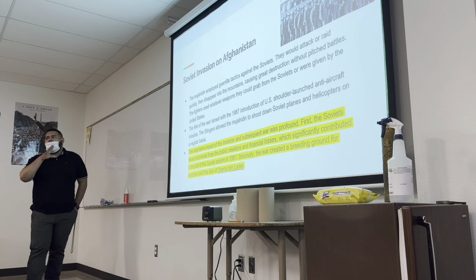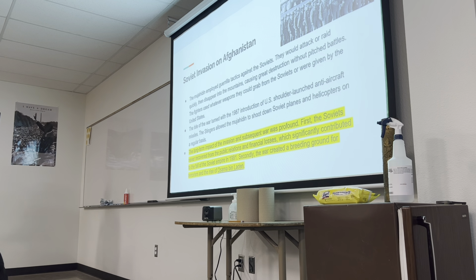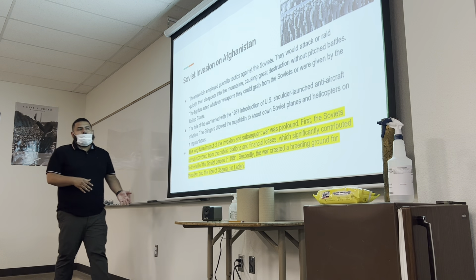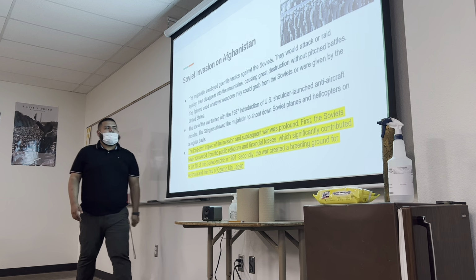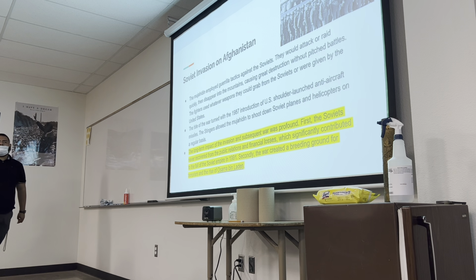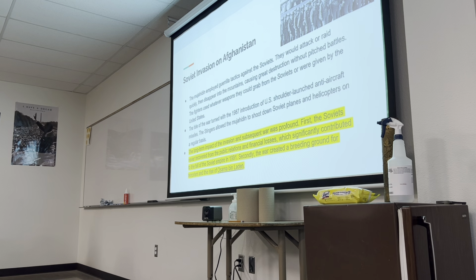So there's this slide, I have one more, I promise. And the next one's really small. So in the Soviet invasion of Afghanistan, the Mujahideen employed guerrilla tactics against the Soviets. They would attack and raid quickly, then disappear to the mountains, causing great destruction without pitched battles. The fighters used whatever weapons they could grab from the Soviets or were given by the United States. The tide of war turned with the 1987 introduction of U.S. shoulder-launched anti-aircraft missiles. The Stingers allowed the Mujahideen to shoot down Soviet planes and helicopters while they raided their bases.